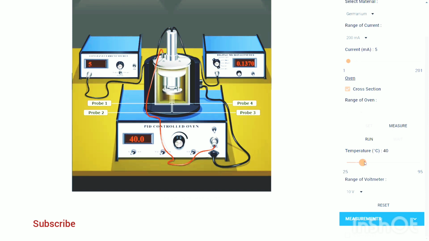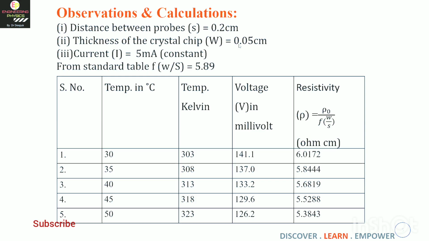35, 40. After each 5 degrees Celsius, we have to record the reading. Now click on the measure button. The PID controller starts when I click on the run button. We can repeat this experiment 5 to 6 times. This is our observation table and how we can do the calculations.